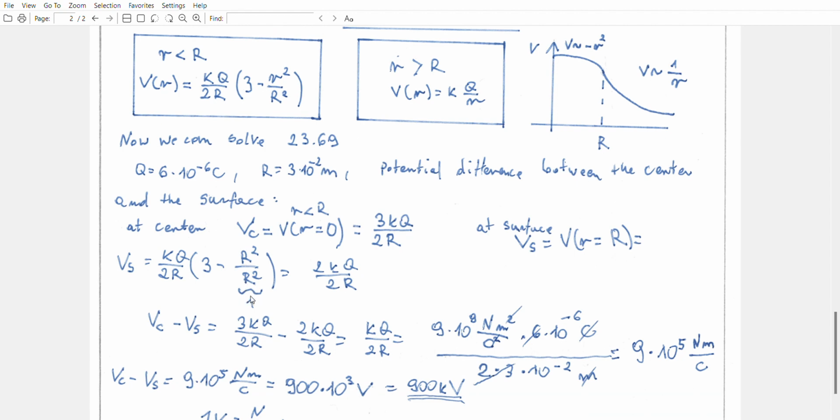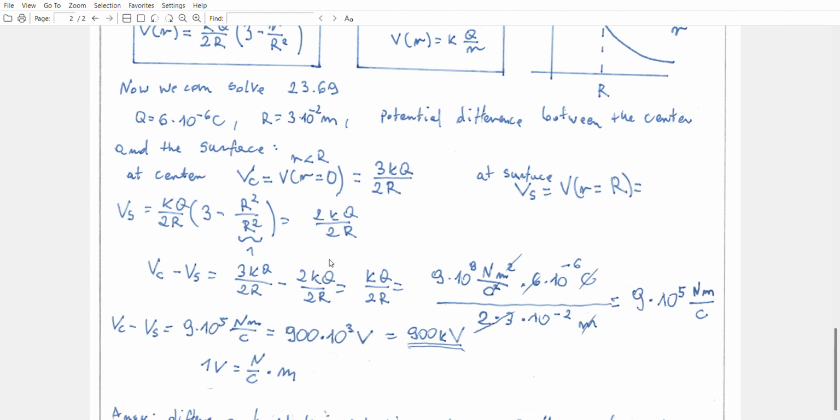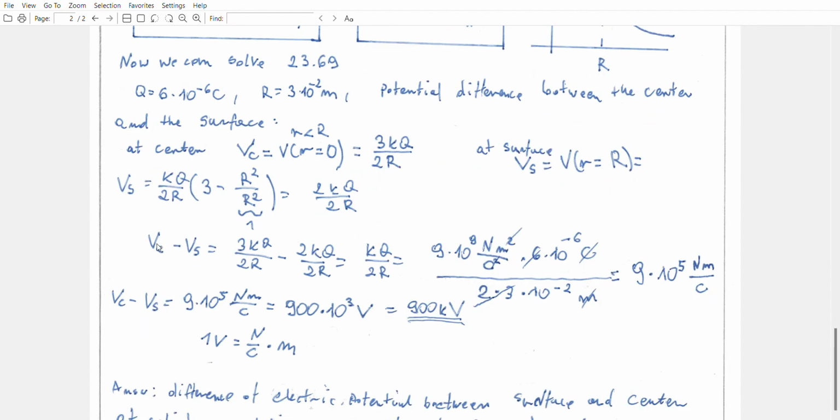And we end up with the situation that we have here. This term will equal 1. 3 minus 1 is 2, and we end up with the value 2kQ by 2R. In fact, this can cancel out, but let's leave it as it is. Let's subtract Vc minus Vs. It will be 3 minus 2. It gives you 1, so kQ by 2R. And this is the final solution for the problem.